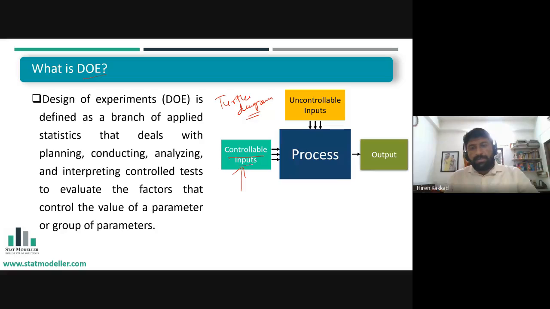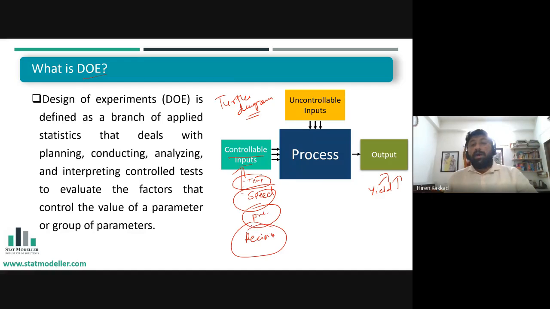For the controllable inputs, what is the optimum level? What should be the speed so that my output will be on a higher side? If I'm talking about yield, then higher is better. So to increase the yield, what should be the optimum level of temperature, speed, or pressure? Whatever parameters there are, what is the optimum level? What is the optimum level of the recipe? Recipe means how you are mixing the material. There is a huge scope for DOE.